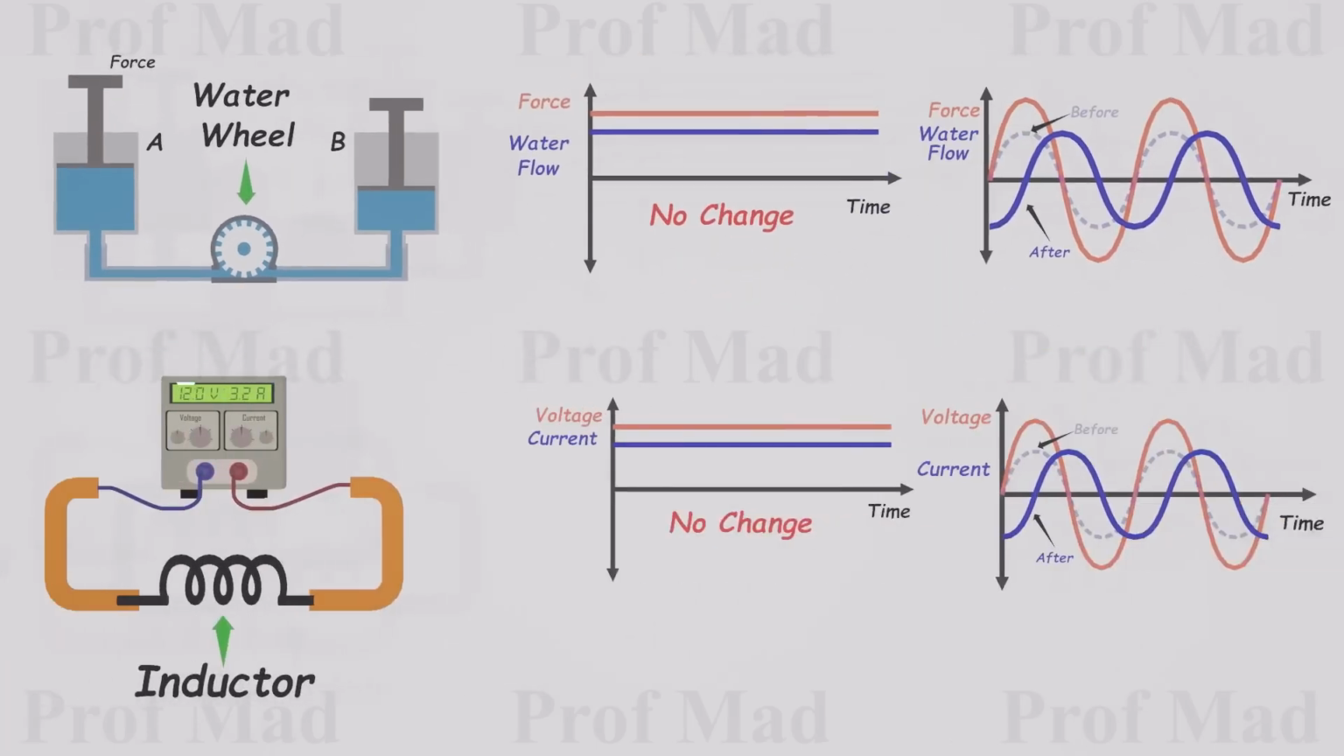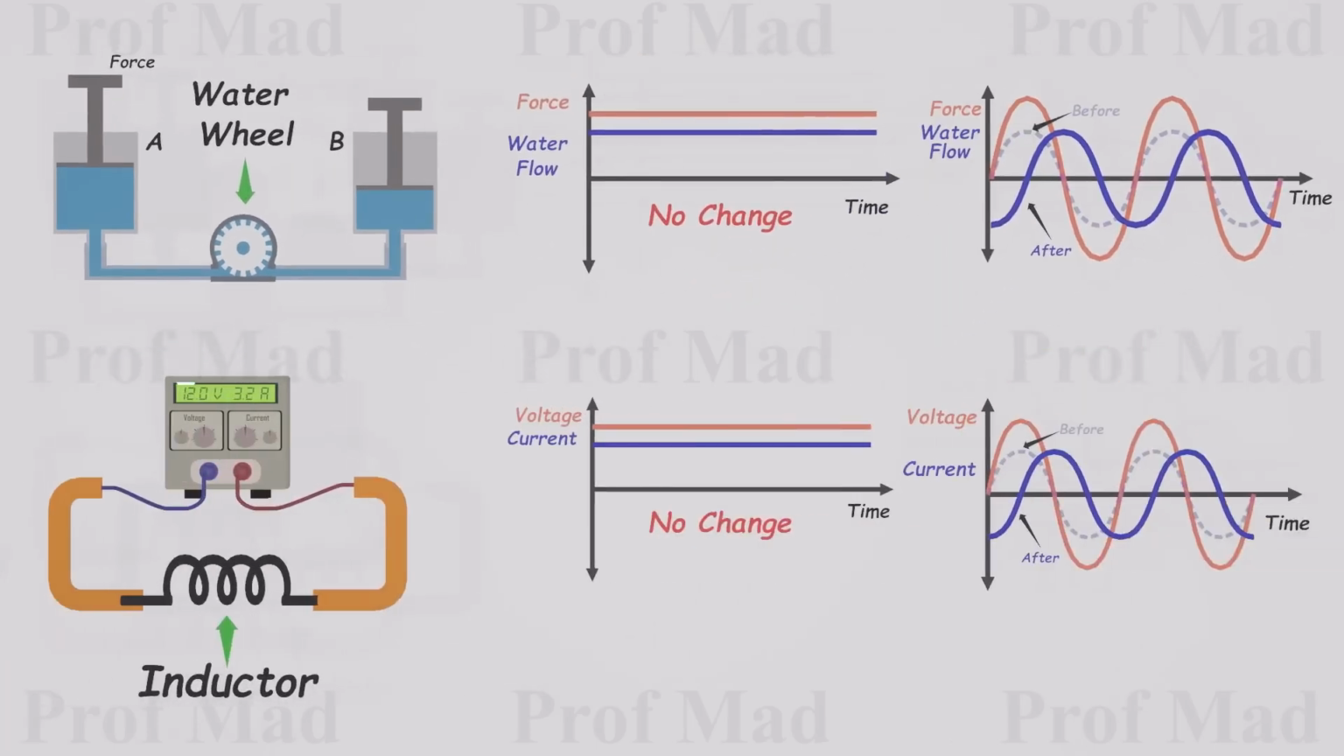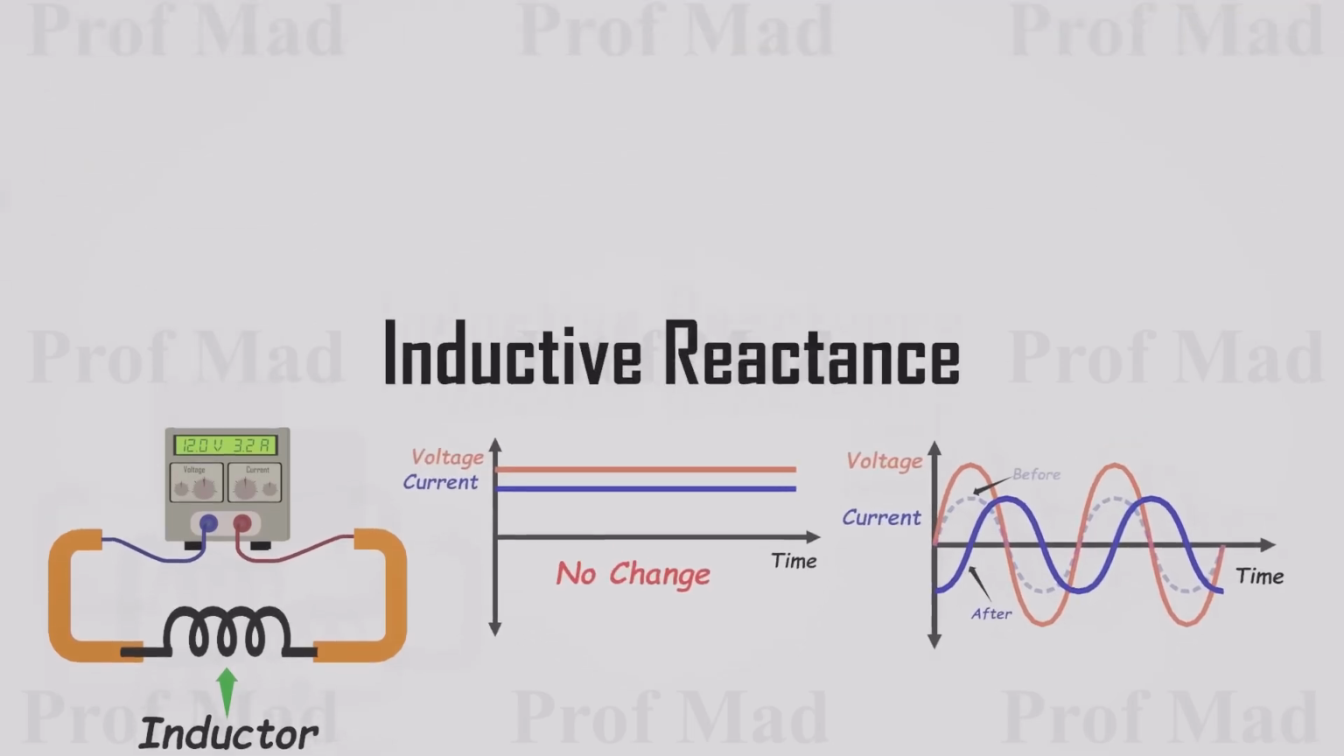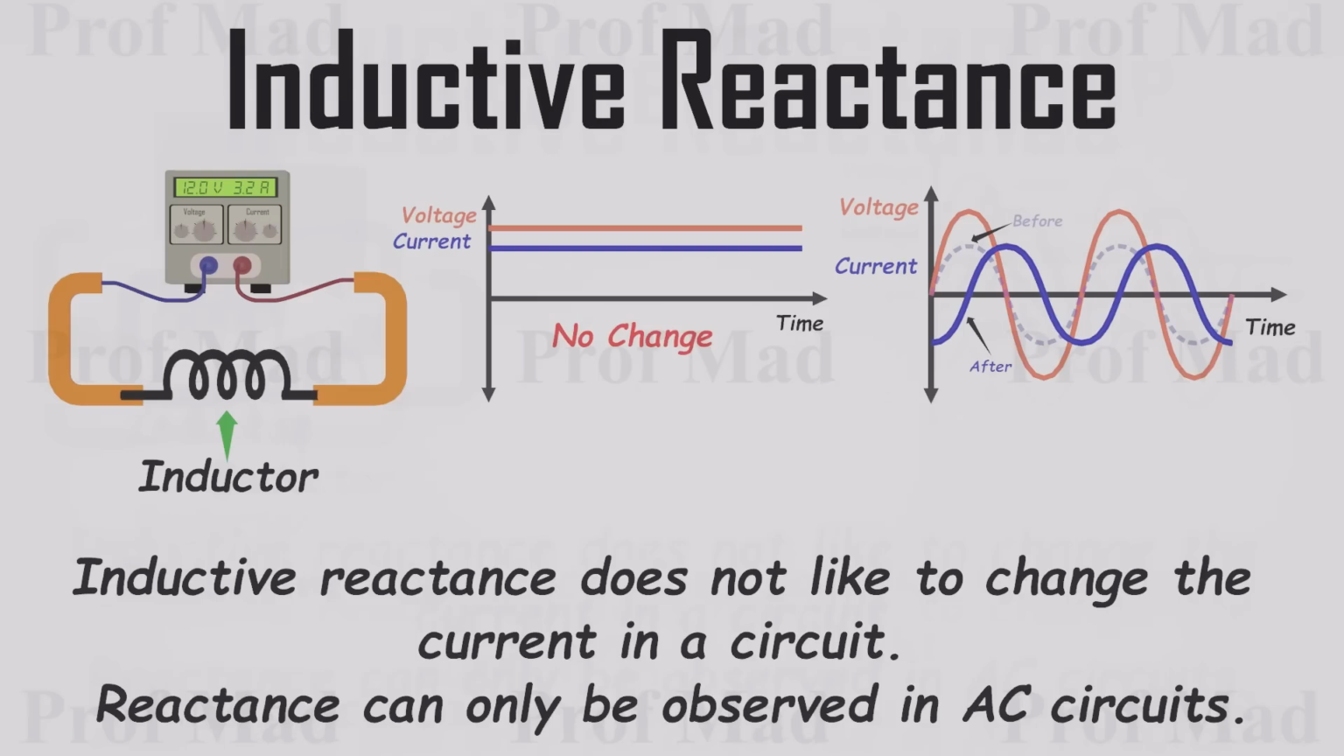This behavior parallels that of an inductor in an electrical circuit. In the case of direct current, DC, where voltage remains constant, the inductor does not influence the current. However, in alternating current, AC, circuits, where voltage is always leading the current, this effect becomes evident. This phenomenon is known as inductive reactance. As we mentioned earlier in this video, inductive reactance does not like to change the current through it. Also, it is not observed in DC circuits because current remains constant.